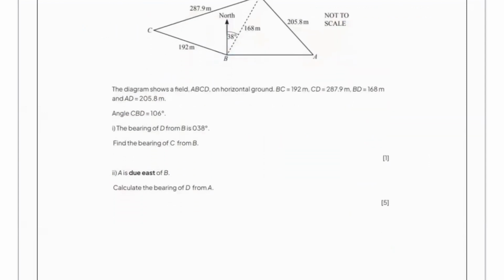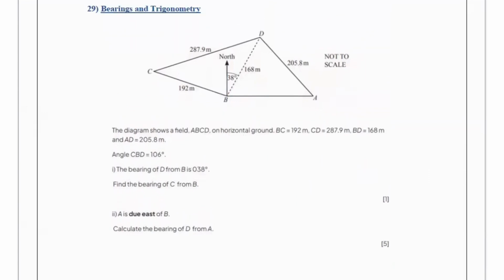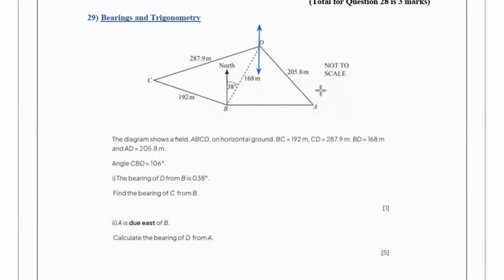Then A is due east of B. Calculate the bearing of D from A. So all of this is what we need to find. So if you look at the triangle ACD, we can see we have all three lengths and we have this angle, which was 106. So using this angle, we can find the other angles.